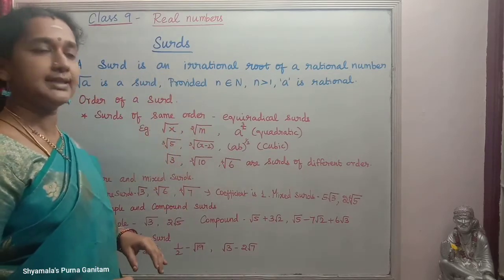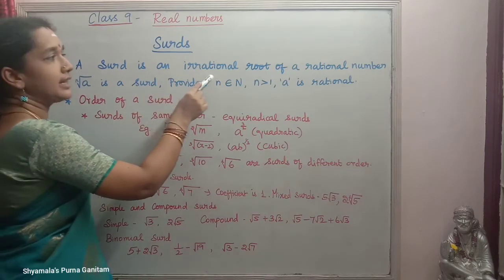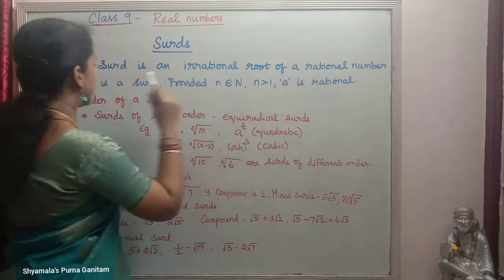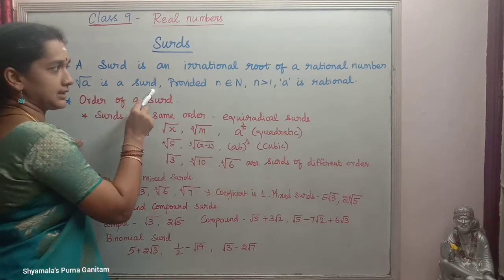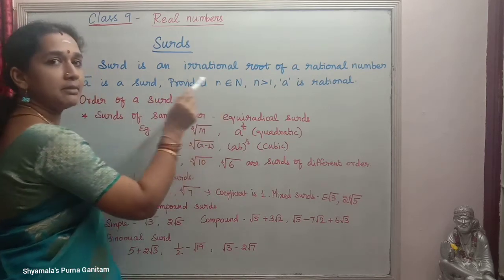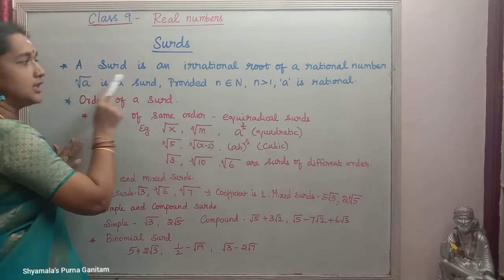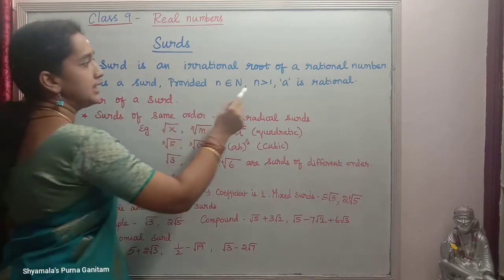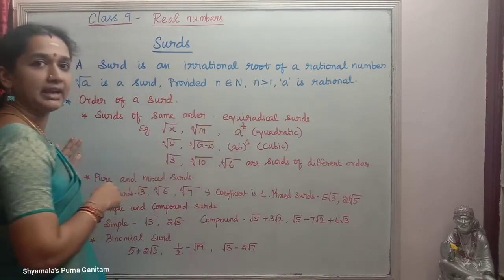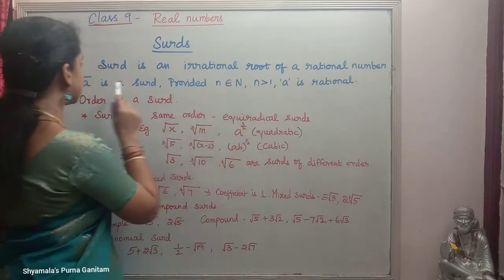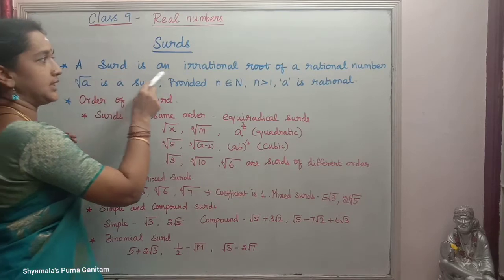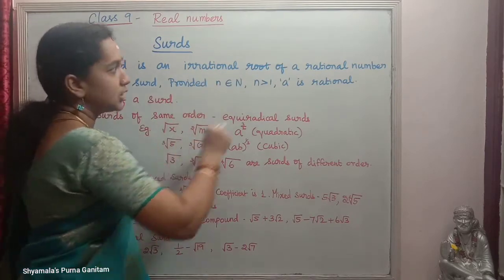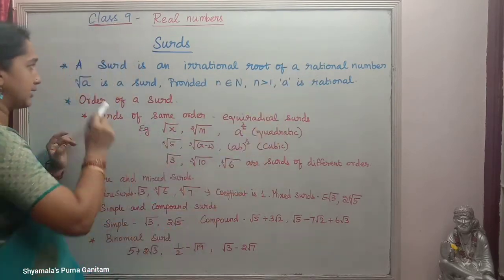Next topic is surds. A surd is an irrational root of a rational number, that is, nth root of a is a surd provided n belongs to natural numbers, n is greater than 1, and a is rational. So a surd is an irrational root of a rational number.